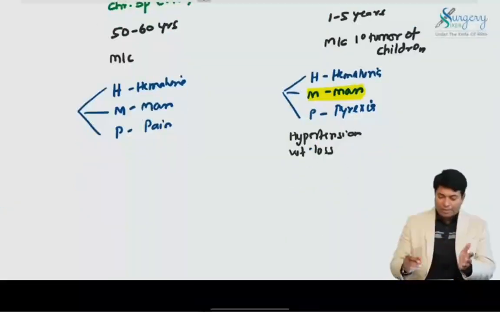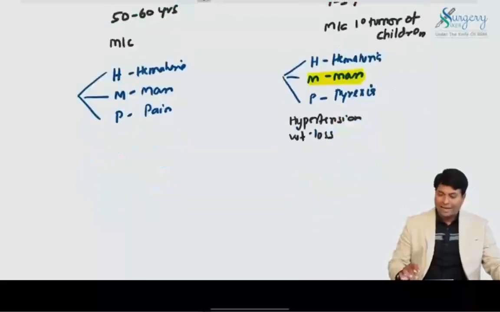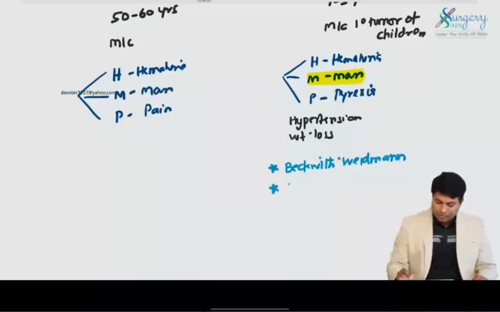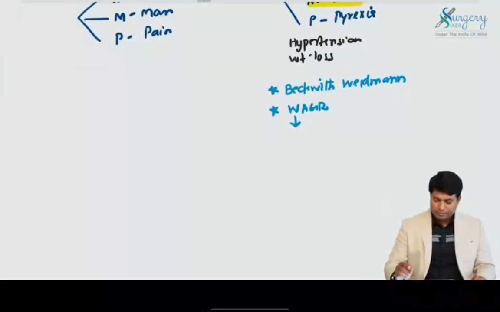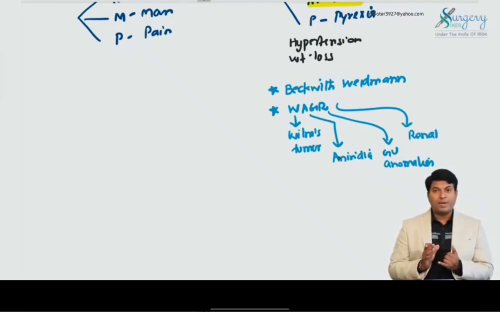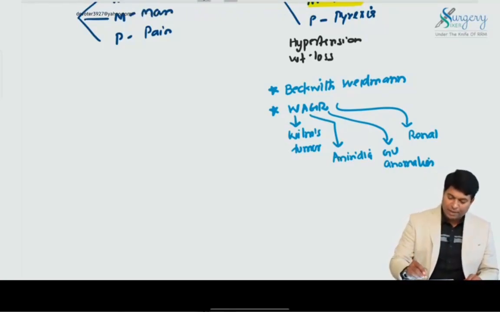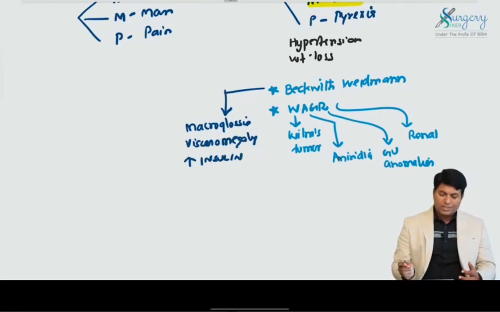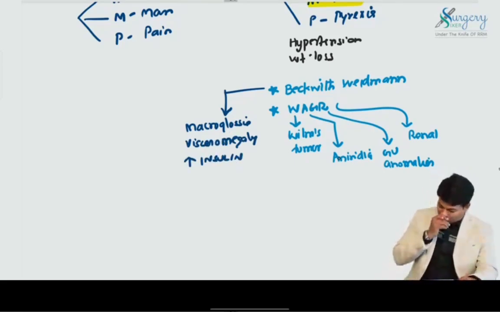So, RCC and Wilms tumor, I'm telling the differences. Apart from chromosomes 8 and 11, other syndromes associated with Wilms tumor are Beckwith-Wiedemann syndrome and WAGR syndrome. What is WAGR? Wilms tumor, aniridia, genitourinary anomalies, and renal anomalies. And Beckwith-Wiedemann syndrome has macroglossia, a big tongue, visceromegaly, and increased insulin production. So these are two rare syndromes associated with Wilms tumor.